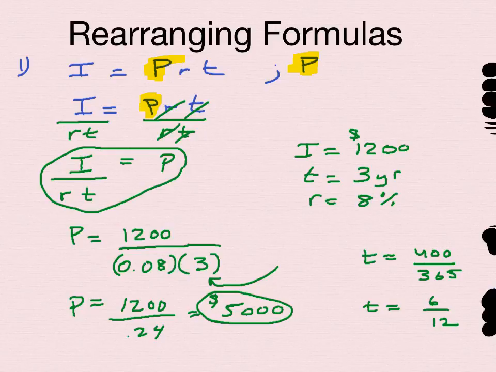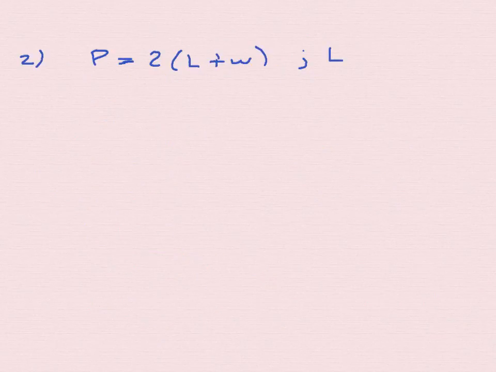So rearranging formulas to solve for an unknown letter, or to solve for a letter, I guess, that you're supposed to solve for. Here's example number 2. This is the formula for the perimeter of a rectangle. If we were to draw a picture of a rectangle, we have 2 lengths and 2 widths. The perimeter could be the length plus width, or the perimeter could be, in this case, the length plus the width multiplied by 2. We are asked to solve for the length.